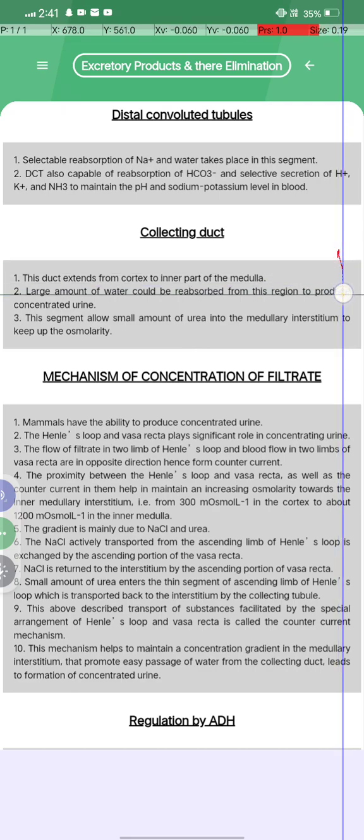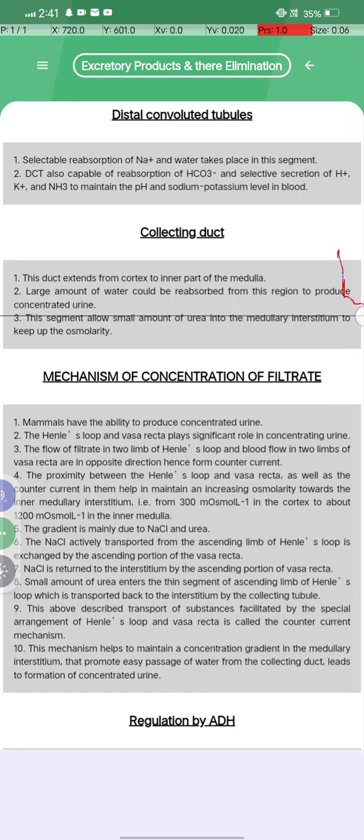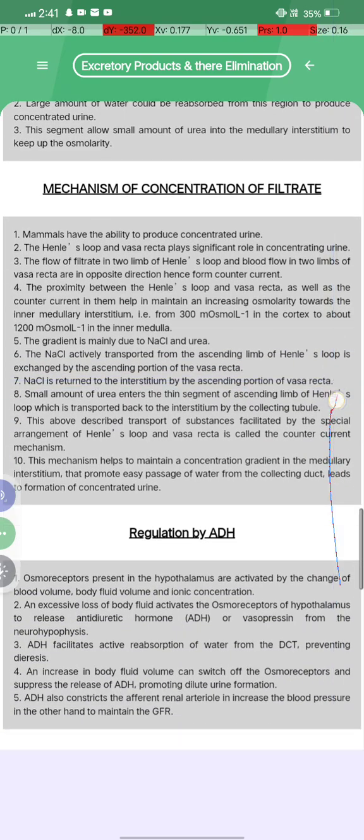Collecting duct क्या होता है? This duct extends from the cortex to the inner part of the medulla, and a large amount of water can be absorbed from this region to produce concentrated urine. This segment allows a small amount of urea into the medullary interstitium to keep up the osmolarity.